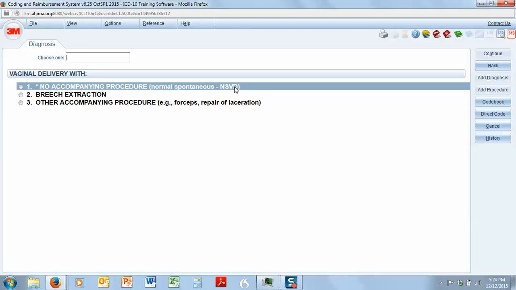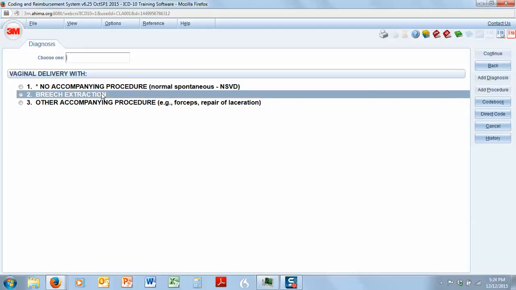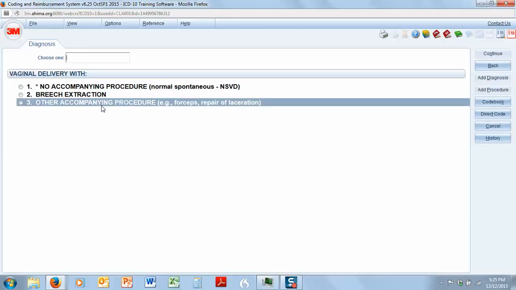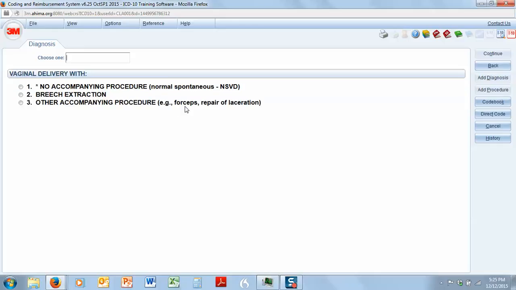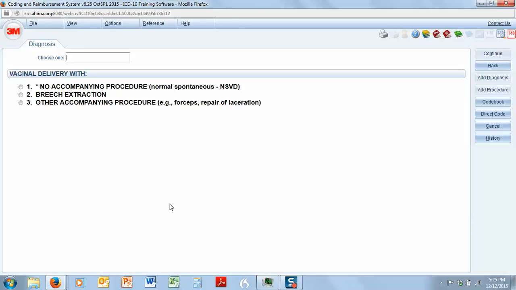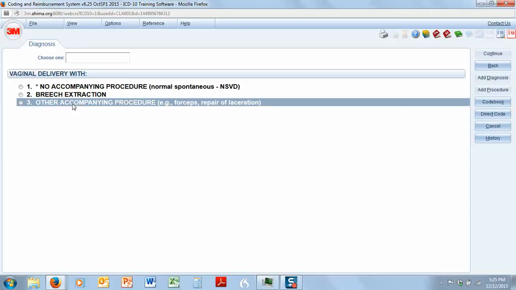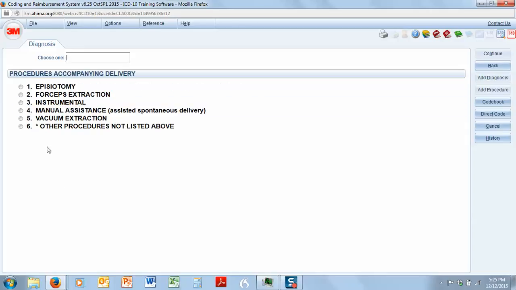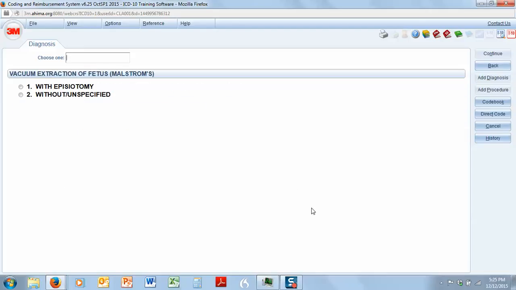Well, was that true? No. We had an issue. We don't know that it was a breech because it doesn't tell us that, but it does say we have another accompanying procedure. And if you look at the non-essentials, it says forceps, and that might be a clue to tip you off, again, if you struggle with this, that there was a manipulation there. Because forceps are another way, it's an alternative to the vacuum. So we're going to pick other accompanying procedure, and number 5, vacuum extraction, pops right up.